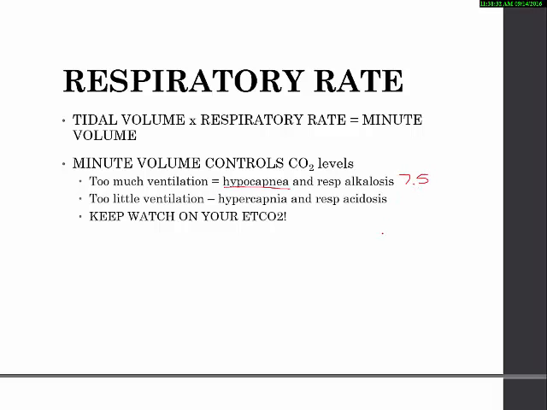Or if we're not blowing off enough CO2, then we're going to have a pH of maybe 7.2. Okay, so these are all bad ranges. Remember that your normal pH range is going to be somewhere in the realm of 7.35 to 7.45. So that's where we're looking to be for pH ranges, and we need to keep that there. Your body does a really good job of doing this on its own.